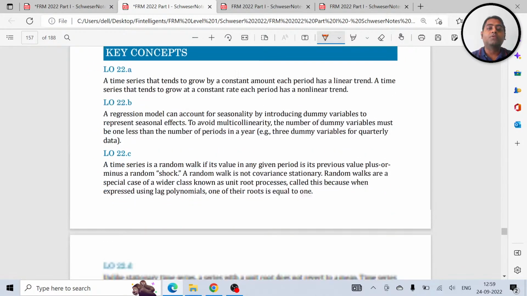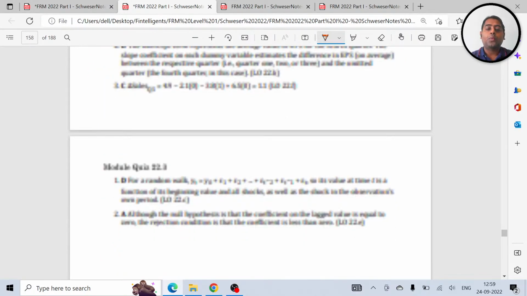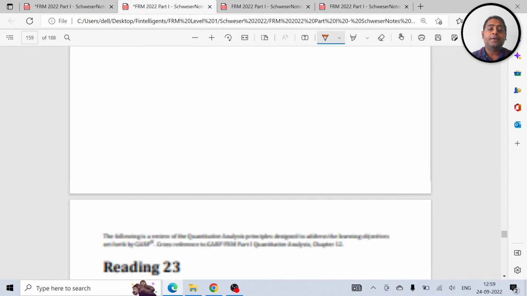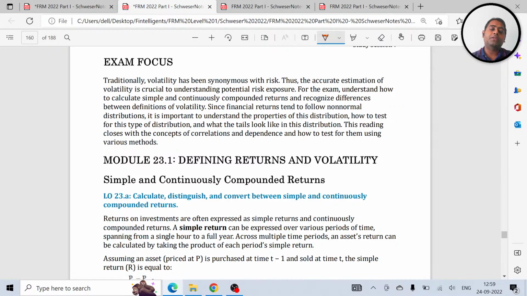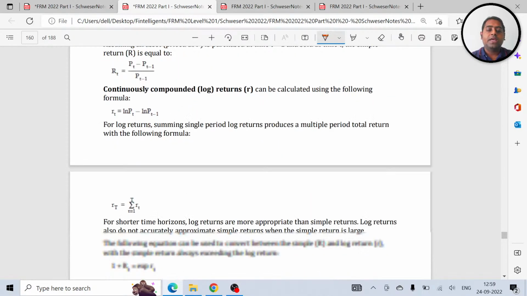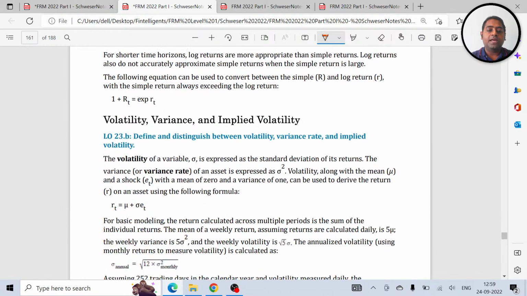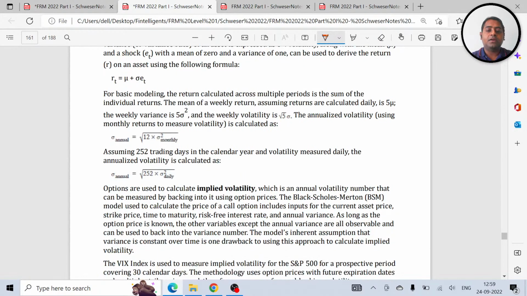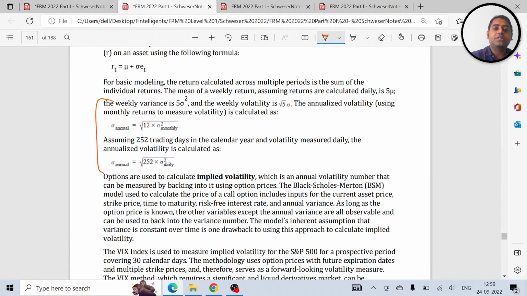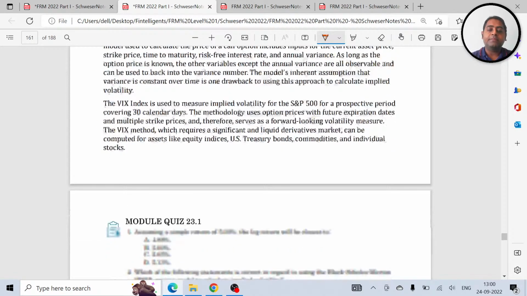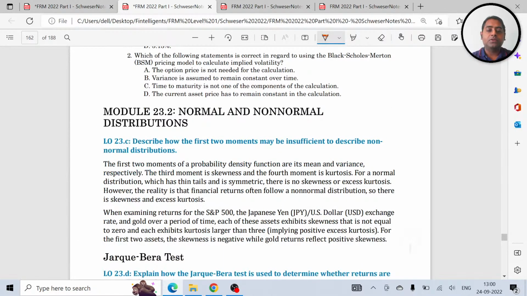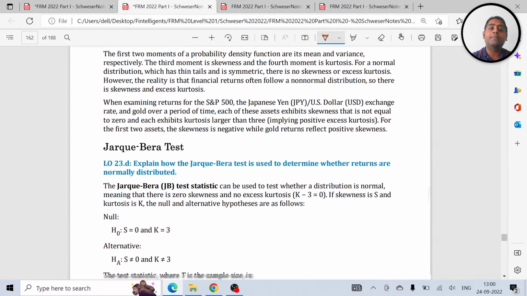Let us move towards the next chapter, which is measuring return, volatility, and correlation. Basically, there are three parts to it. The return part is not heavily tested. The volatility part is also not heavily tested. This section can be important where they're saying the square root rule for using sigma. That can be important. Moving towards normal, log normal, JB test, very, very important.